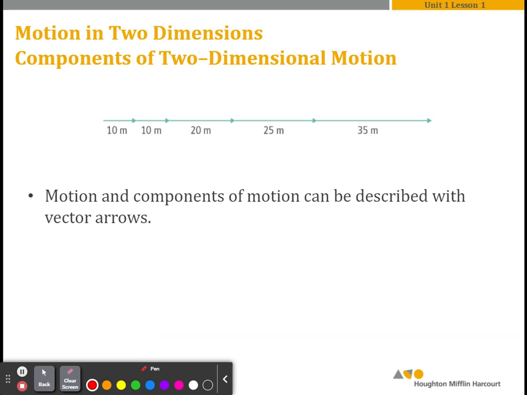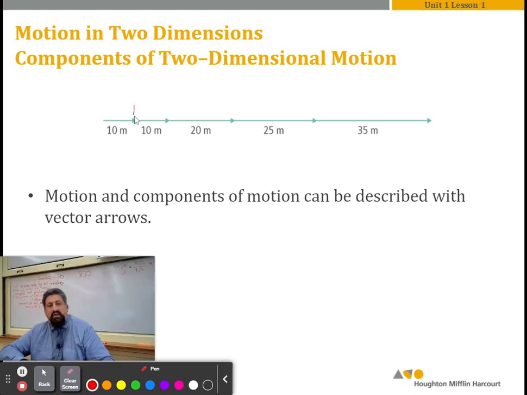We use arrows to describe vectors. We already learned the term vector. A vector is a measurement that has both magnitude and direction. Here we see vectors used to represent displacement. So we have a displacement of 10 meters to the right, then 10 more meters to the right, then 20 meters to the right. Remember, displacement is a vector. It has both magnitude and direction.